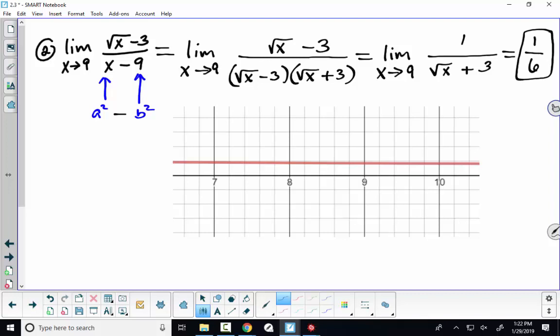So here's a part of that function. What do we know about the graph of the function anyways? There's a hole, where at? 9, 1/6 for the y value? 9, 1/6. Right, good. So x is approaching 9, the function's not defined at 9. So there's a hole on that graph at (9, 1/6).